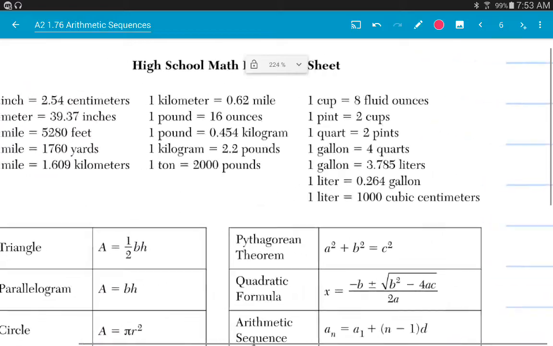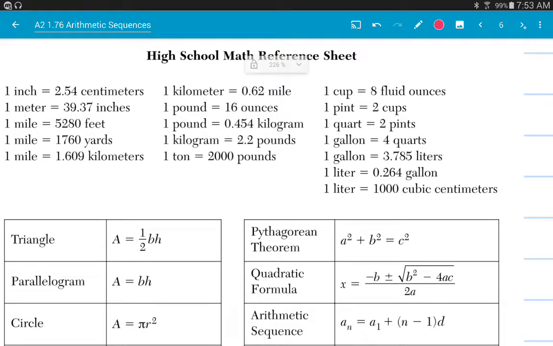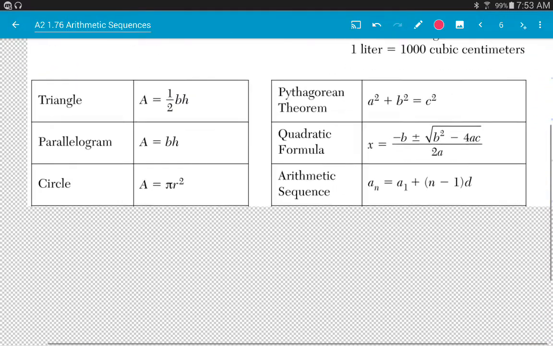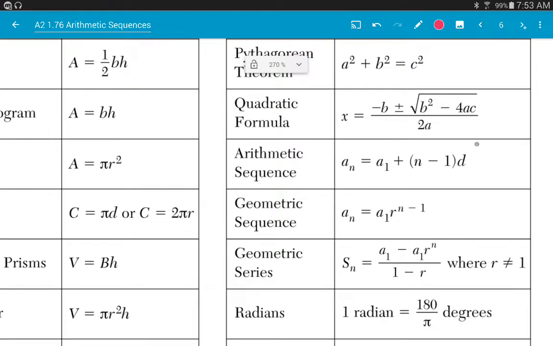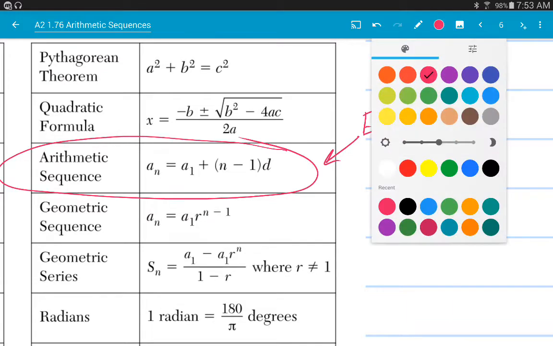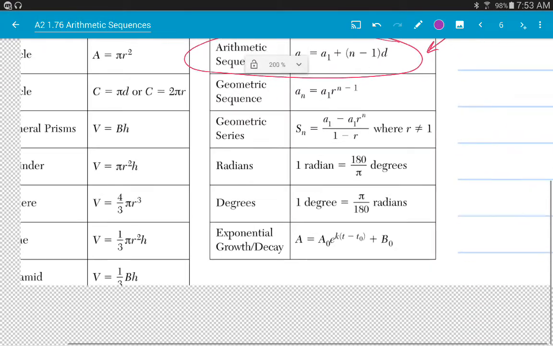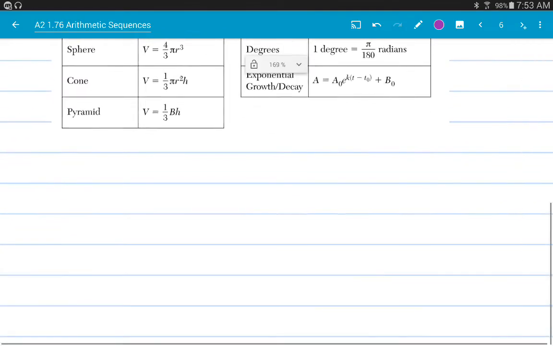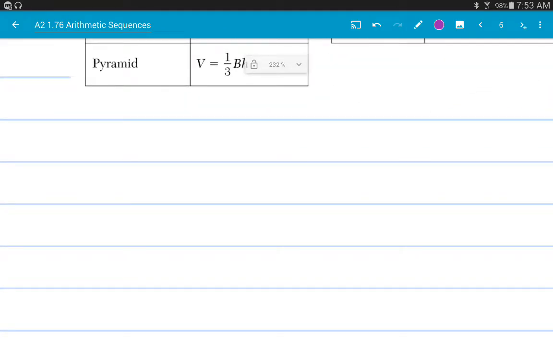The high school math reference sheet, which comes attached to the back of the Regents, so you don't have to memorize any of these formulas, has arithmetic sequences right here. Now, the catch is, this right here is the explicit. If you remember, I stated it the other day that there are two forms. Now, I want to be clear about everything, so let's start back at the beginning.